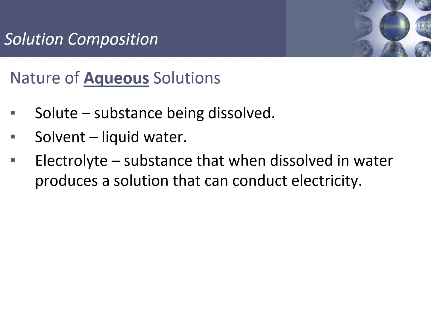And just some common terminology, make sure we're all on the same page. The solute is the substance being dissolved. The solvent is going to be liquid water in most cases, but our solvent will be the substance doing the dissolving. And an electrolyte, remember, is when we have an ionic compound dissolved in water, and that solution can conduct electricity. So we're getting a dissociation of ionic compounds into cations and anions. That charge can then carry electricity.